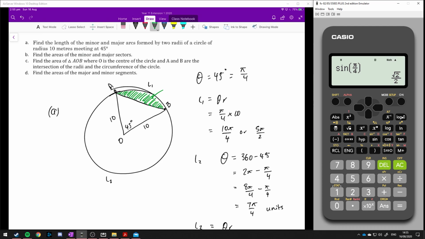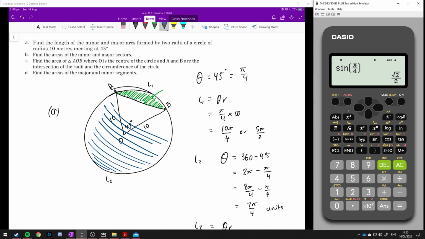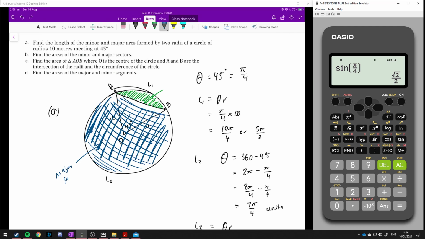Now the major segment is just the minor segment plus the rest. So the major segment is this part here. The minor segment is this part here, but the major segment is all of this part here plus this triangle here. So it's the rest of the circle, essentially. So all that part there is the major. So blue is the major segment.